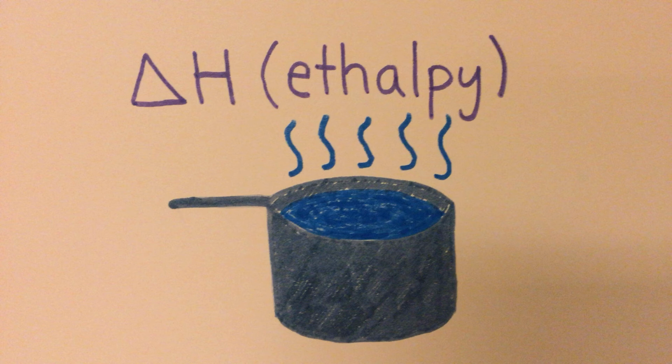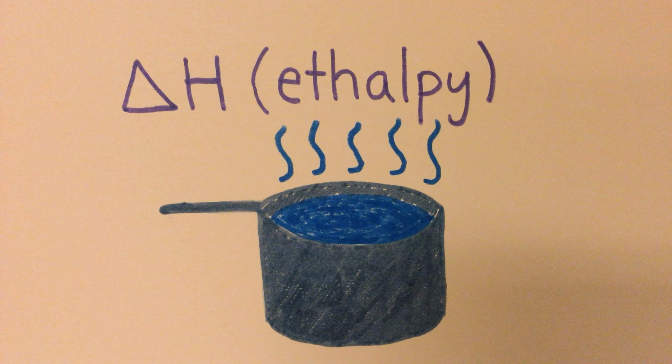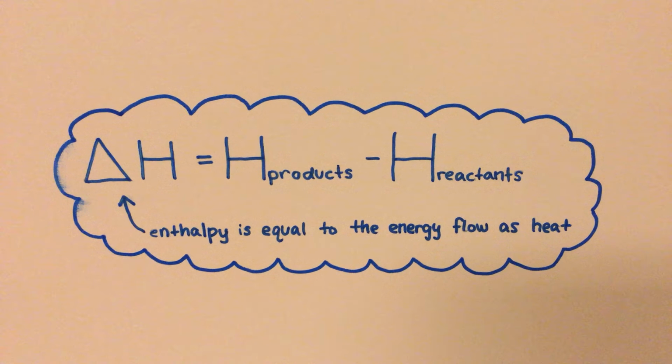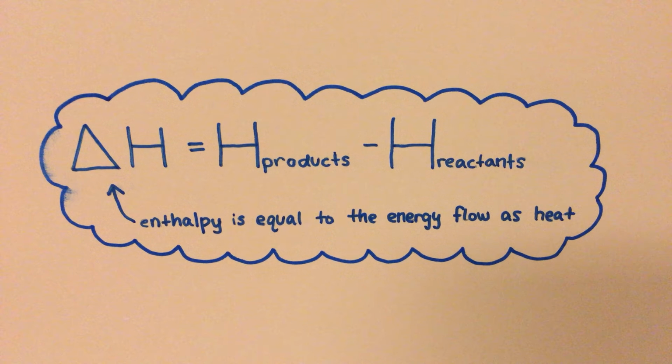Enthalpy is equal to energy flow in the form of heat. So, when solving for the delta H, or the change of enthalpy, you can do the enthalpy of the products minus the enthalpy of the reactants.